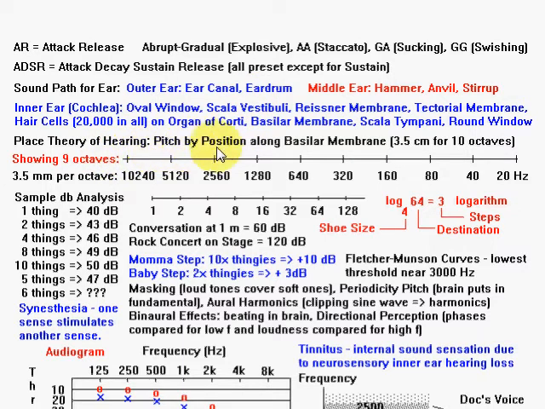For the place theory of hearing, that simply means that pitch is determined along the basilar membrane, and we hear about 9 octaves.